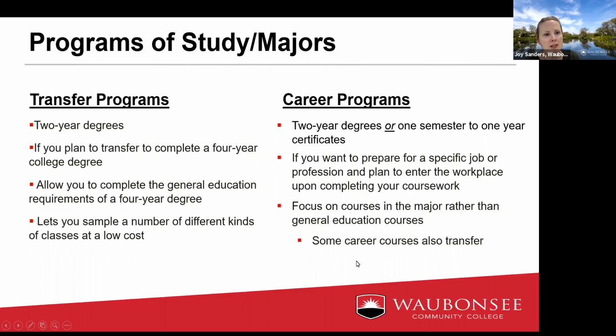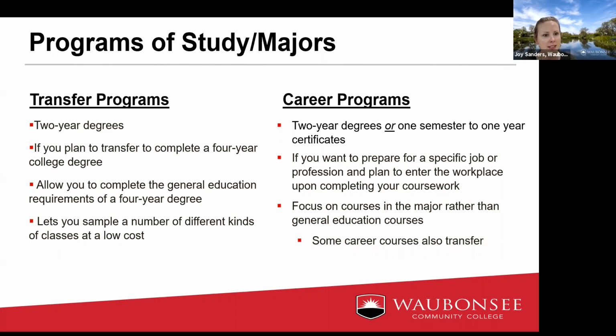So the first thing that we'll talk about is programs of study and majors. In coming to Waubonsee or many community colleges, one of the decisions that you will need to make fairly early on is which path you want to go down in terms of programs. Waubonsee offers two different types of programs. Transfer programs are 2-year degrees. They are designed for the student who is planning to continue their degree at a 4-year school.